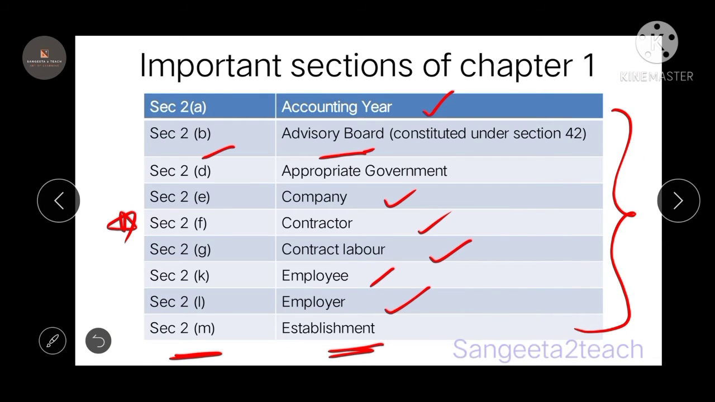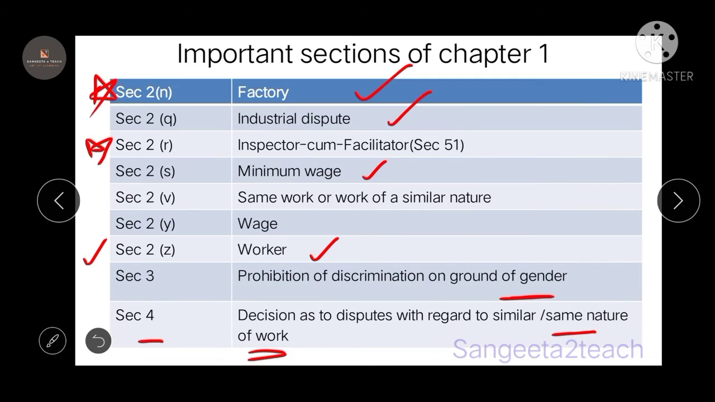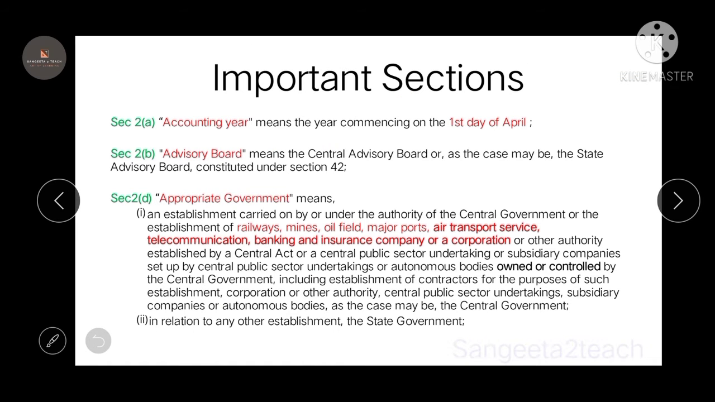Please make a note and revise it every day so that it would be easy for you. So this is very important. And now let's look in detail at what is defined in these particular sections. So we'll start with the accounting year, that is section 2 of A. The accounting year means the year that is starting from 1st of April.